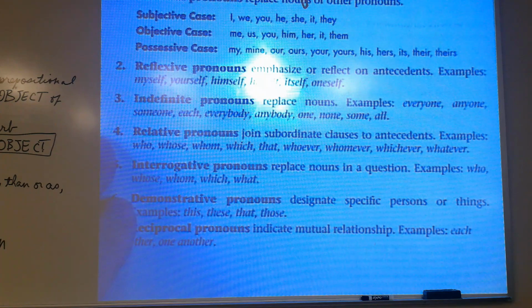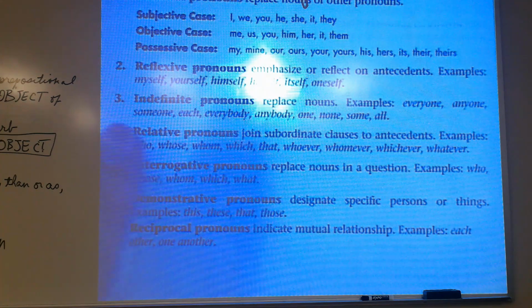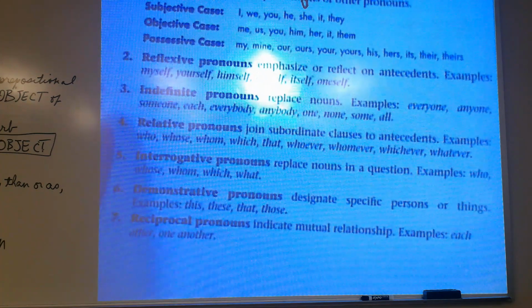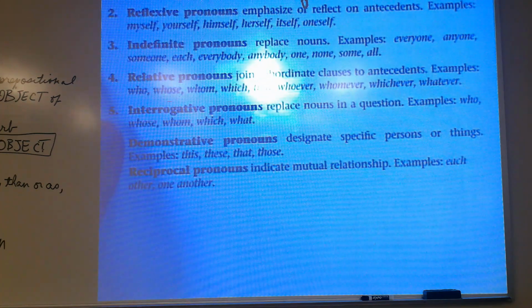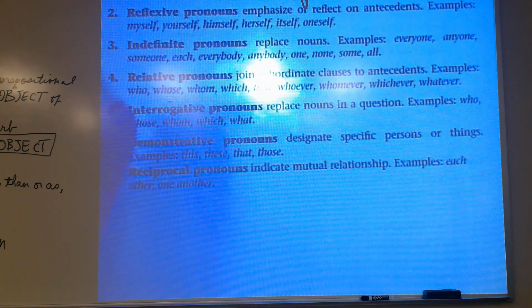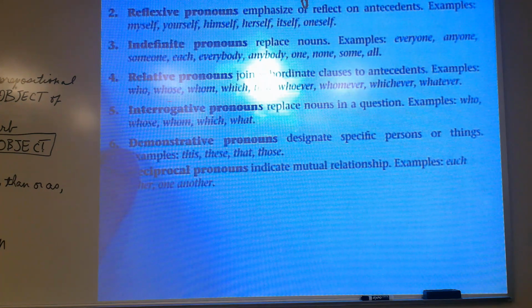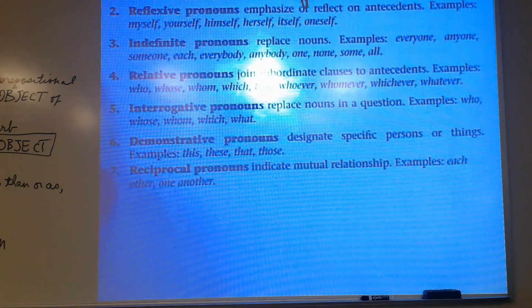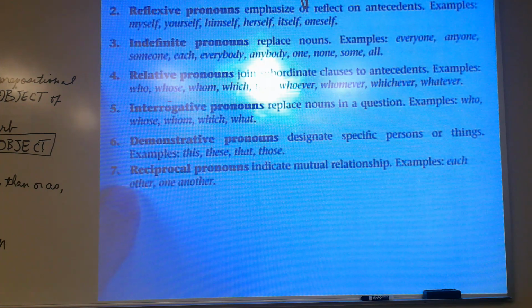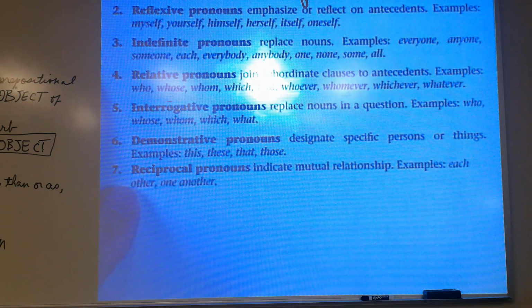Relative pronouns: who, whose, whom, which, that, whoever, and whomever, and whichever, and whatever. Those are considered to be relative pronouns. Interrogative pronouns are who, whose, whom, which, and what, because they ask questions usually. Demonstrative pronouns: this, that, these, and those. And reciprocal pronouns such as each other and one another show a mutual relationship. That brings us to the FAQs, and we can go through those relatively quickly.